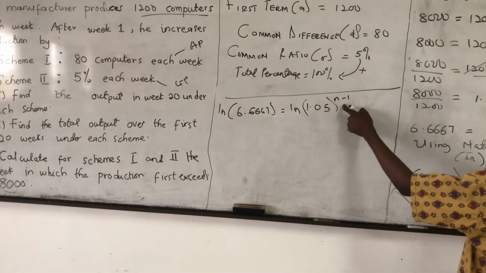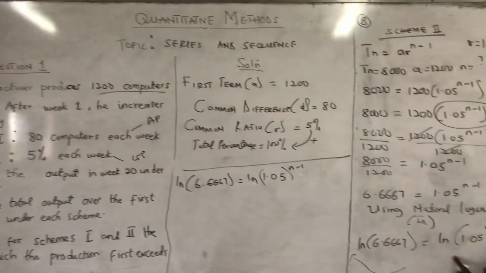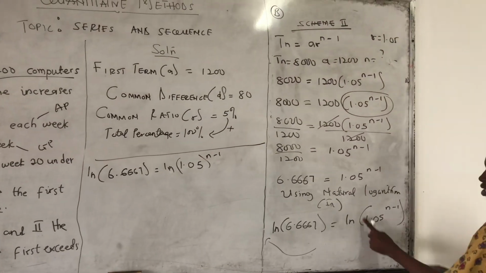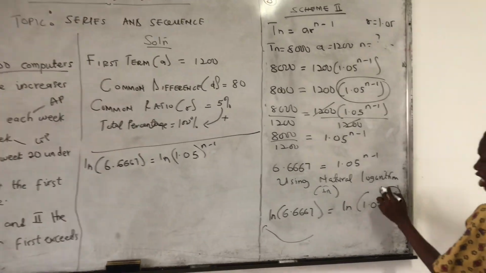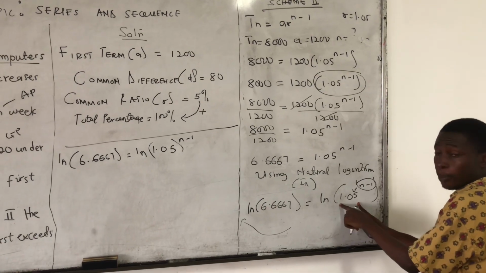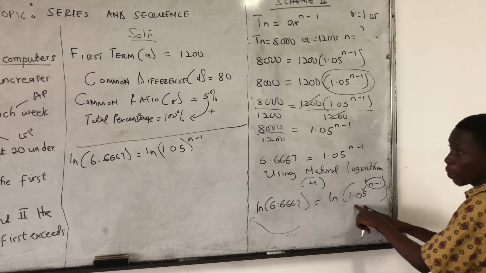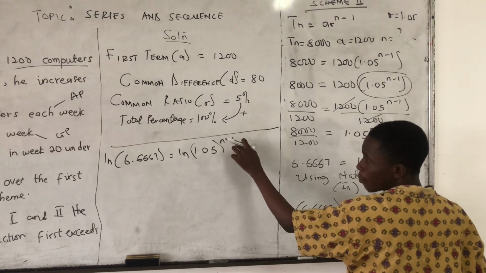This is 1.05 exponent what? It can be expanded as this. This side is n into 1.05 exponent n minus 1. This is the exponent of this, but it's not together with the 1.05. So the 1.05 is expanded as this because of the n in here. So this is the power n minus 1.